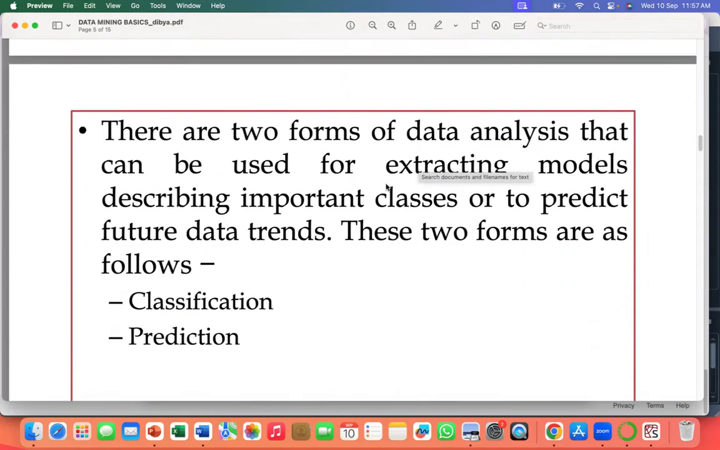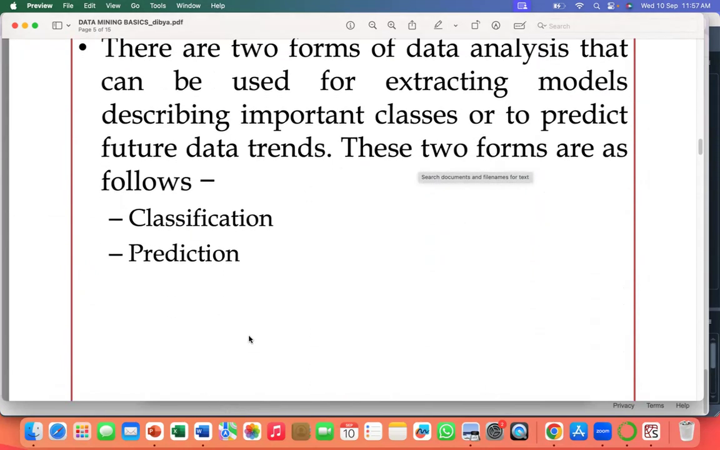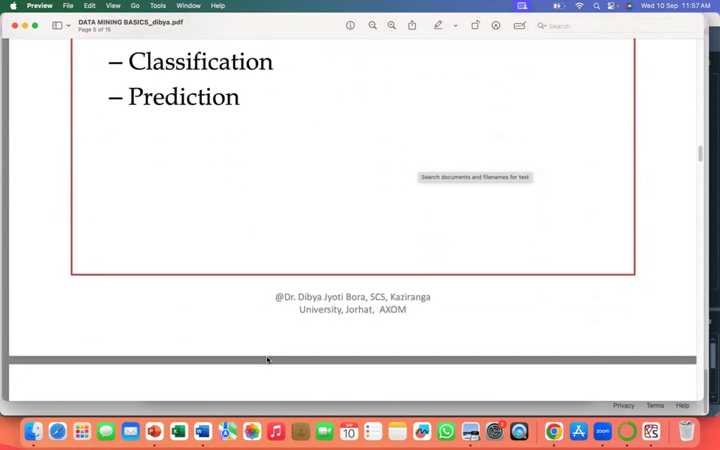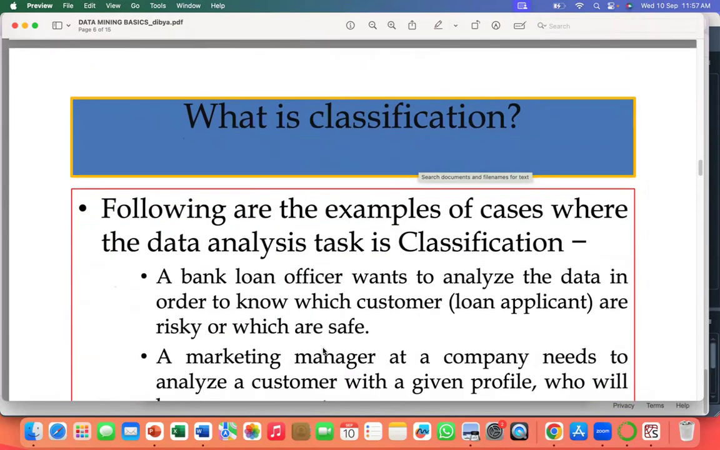Now, there are two forms of data analysis that can be used for extracting models describing important classes or to predict future data trends. These two forms are classification and prediction. Let's come to the classification. So what is classification?